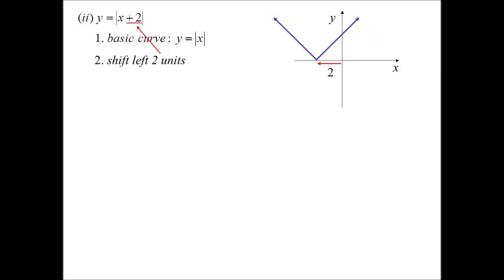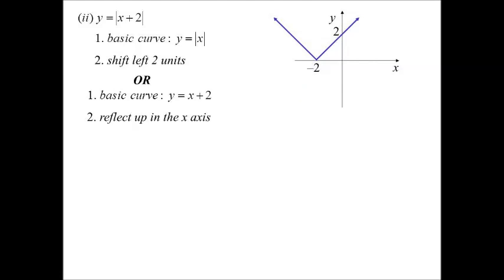So let's try it with this one though. Y equals the absolute value of x plus 2. So the basic graph is y equals absolute value of x. But what have I done? The 2 is grouped with the x in the absolute value. So it's a horizontal shift. We have shifted left 2 units. That's one way of thinking about it. I could have done it this way. There's the basic curve, y equals x plus 2. We're saying the absolute value of the whole function. So what is below is reflected above. That's another way I could have done it.